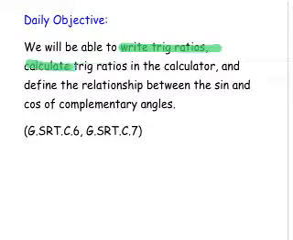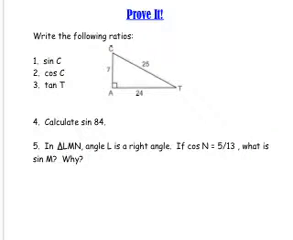We're going to be able to calculate trig ratios, and then we're going to be able to define the relationship between the sine and the cosine of complementary angles. So we've got 3 parts to our lesson today. Okay, this is your exit ticket. This is what you're going to be expected to do by the end of class.